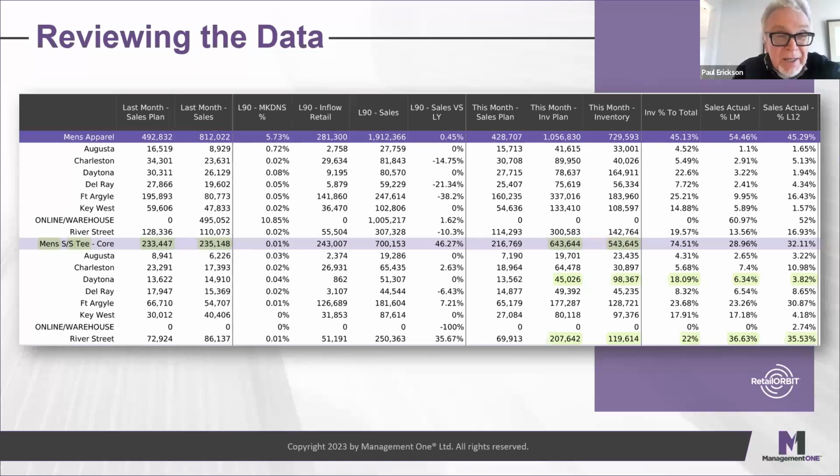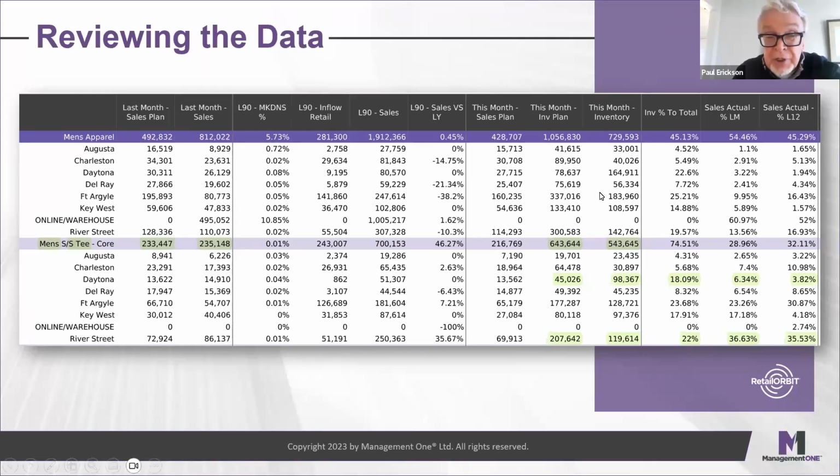The first one is the inventory action report. And what I want to show you here, I'm going to use, if you can see my little pointer there. What we're looking at here is a multi-store operation, and we're looking at their core t-shirt business. Now, last month's sales plan was $233,000, and what they actually accomplished was $235,000. Pretty much their sales were exactly what we expected them to be.